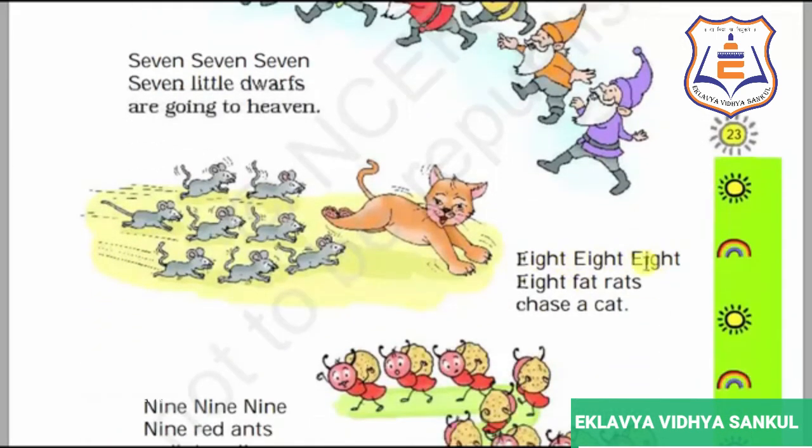8, 8, 8, 8 little rats chase a cat. So there are 1, 2, 3, 4, 5, 6, 7, 8 rats. 8, 8, 8, 8 little rats are chasing a cat. This is a cat.